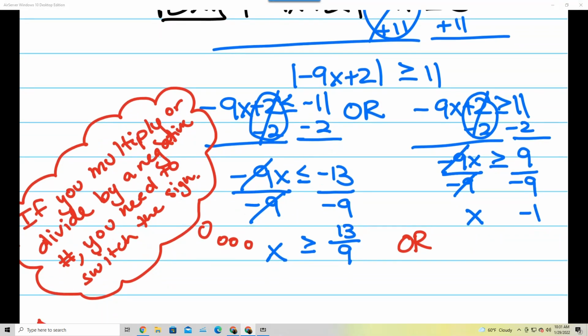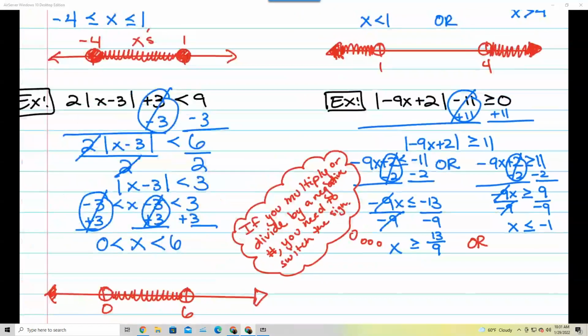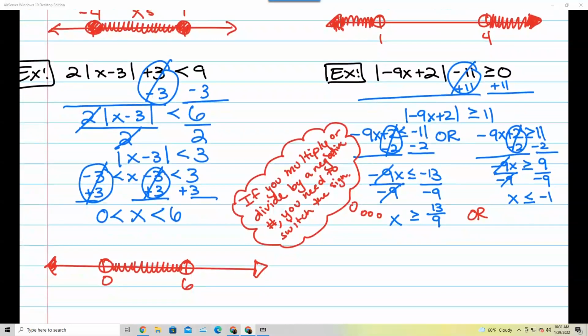And then I ask myself the question again, do I need to switch that sign? In this case, the answer is yes, because what I did here was I divided by a negative 9, which means I divided by a negative number. So I need to switch that sign. Instead of greater than or equal to, now it becomes less than or equal to. So those are my two numbers. I got x is greater than or equal to 13 over 9 or x is less than or equal to negative 1.